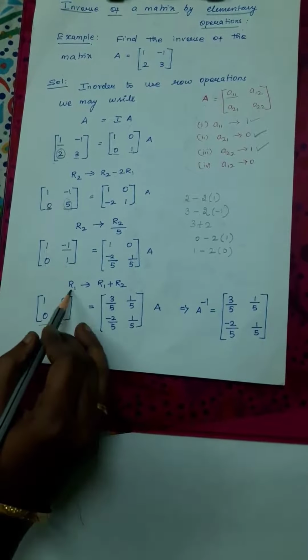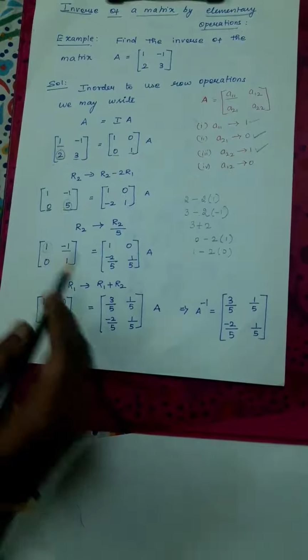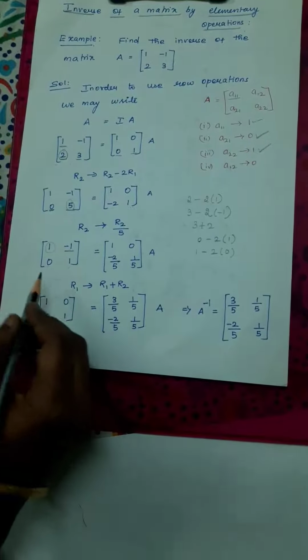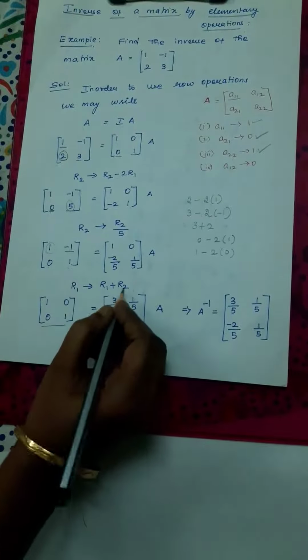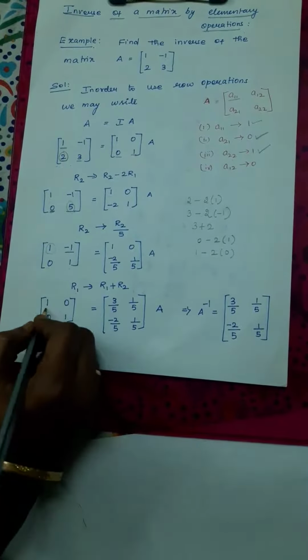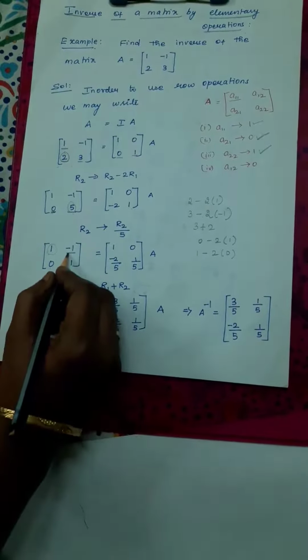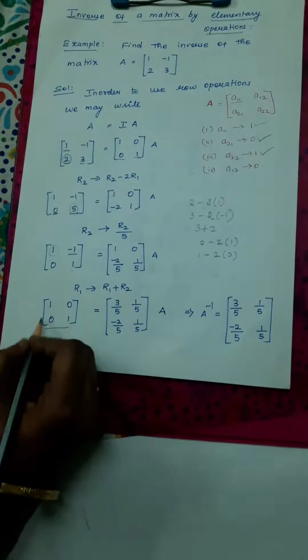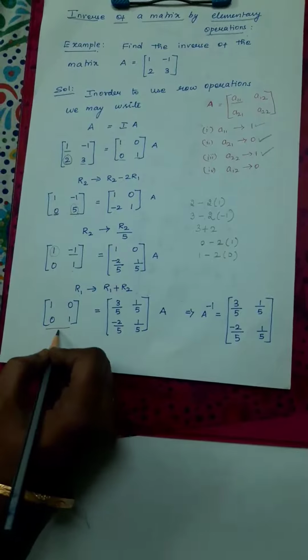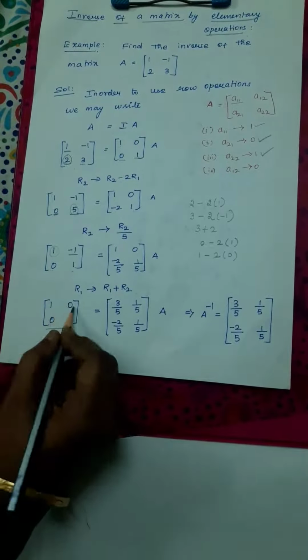Now see the first number in R1, 1. So 1 plus the corresponding element in row 2, which is 0. So 1 plus 0 is 1. Then take the second element, minus 1. Minus 1 plus 1 is 0. So now the matrix A on the LHS has become the identity, 1 0 0 1.